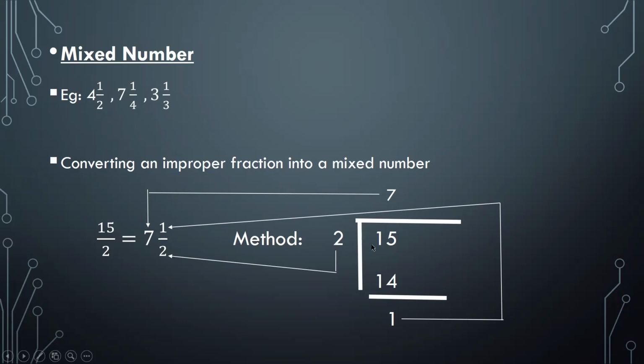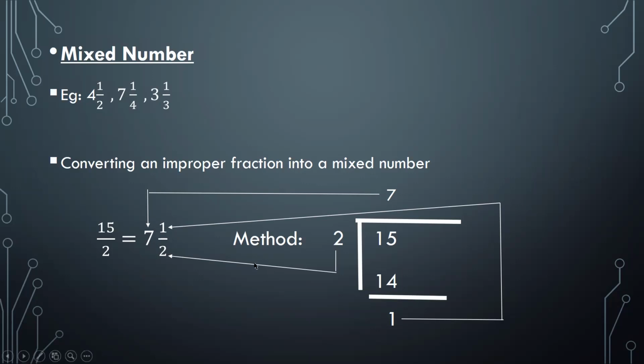So that 7 comes as your whole number and you are going to divide it by 2, right? Whatever number you are going to divide by is going to be your denominator, and the remainder you get will become your numerator, right? So that is how you convert an improper fraction into a mixed number.